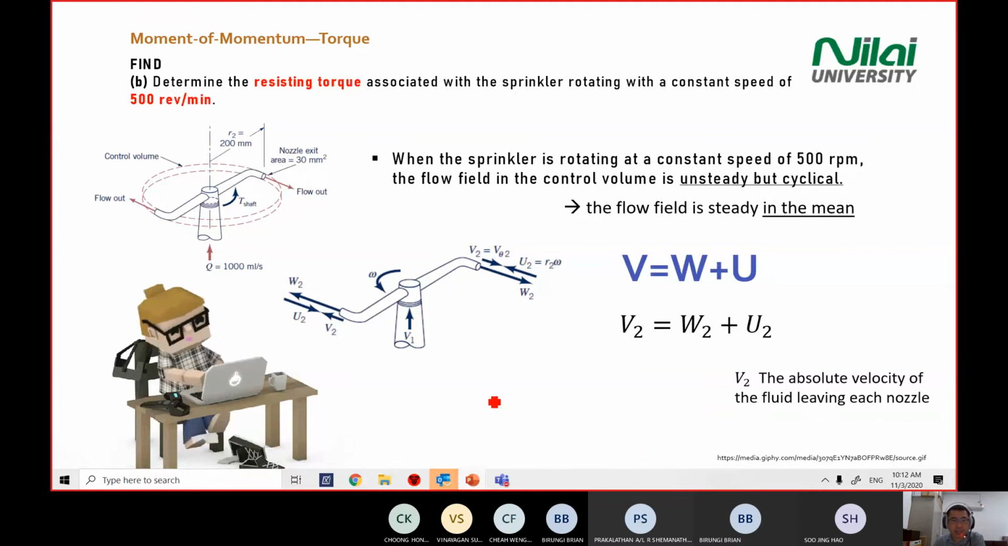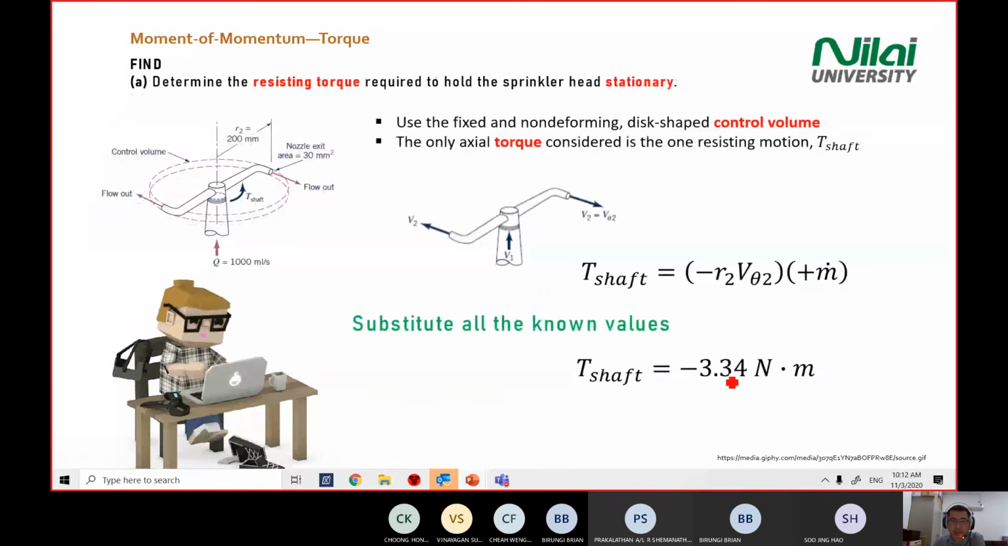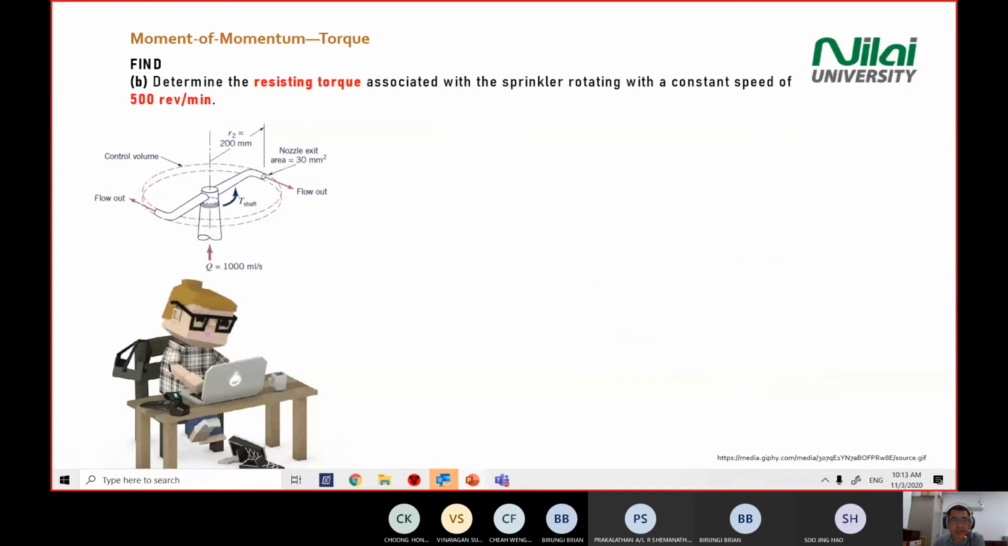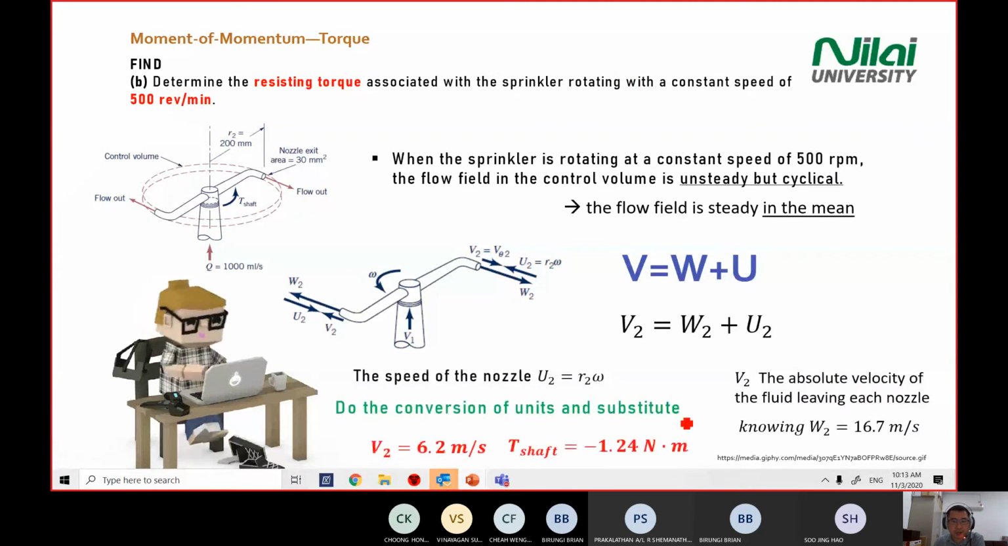So if you fix the head there, the torque is negative 3.3. And if you let the head rotate at 500 revolutions per minute, your torque drops to negative 1.42. Meaning if you let the head spin, the flow does not need to do as much work. Means less work needs to be done by the flow itself. Right. So this is the meaning of negative.